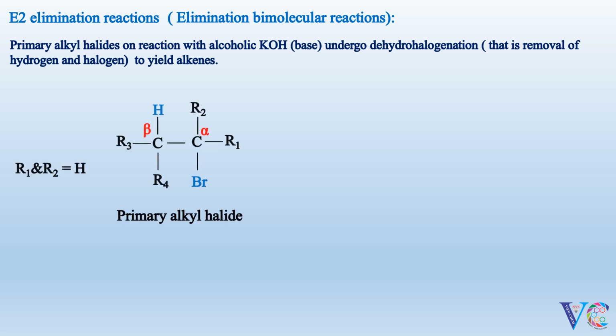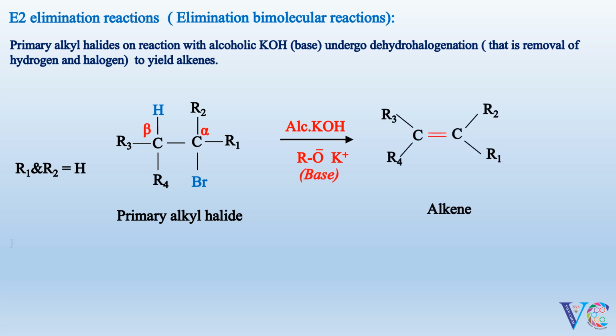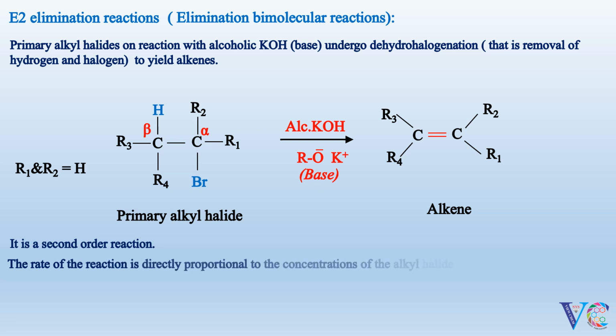Alkyl halide reacts with alcoholic KOH, that is, KOH dissolved in alcohol, giving potassium alkoxide, the base. Yields alkene. It is a second-order reaction. The rate of the reaction is directly proportional to the concentrations of the alkyl halide and the base.